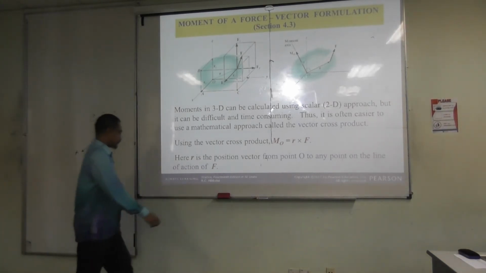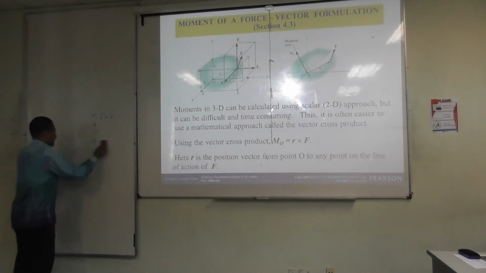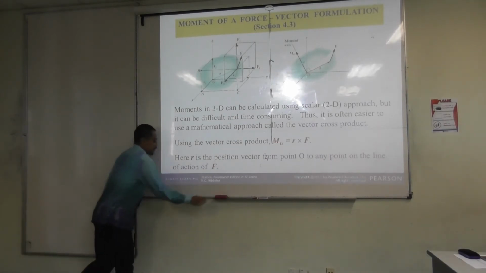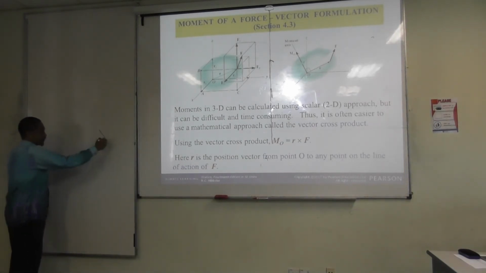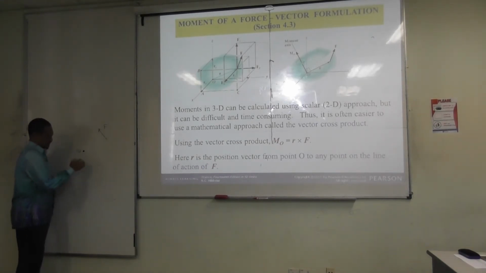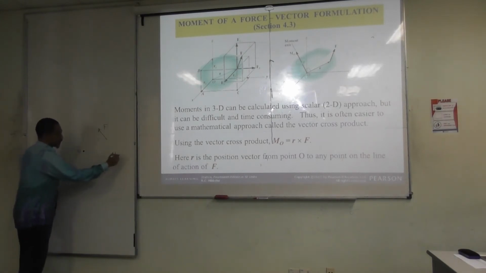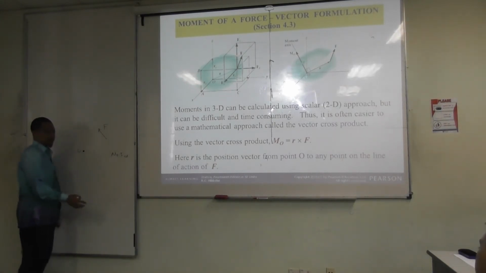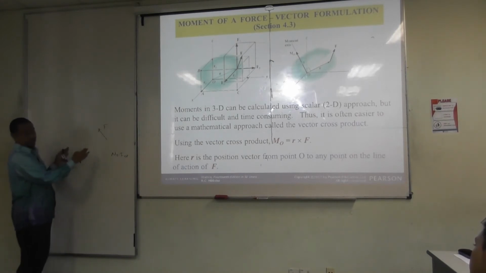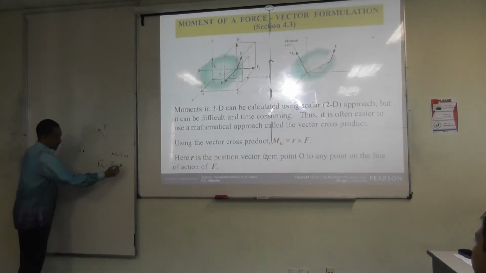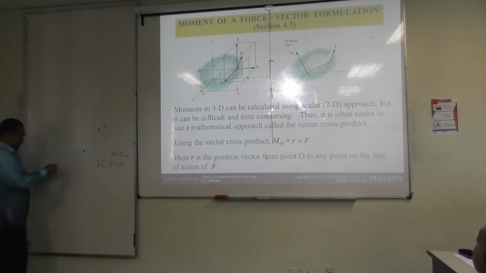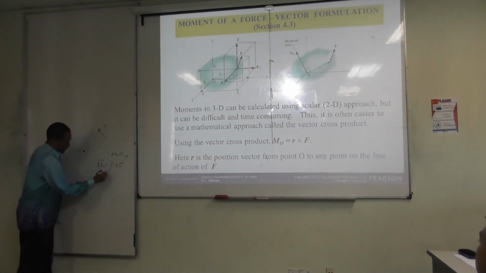So if you have any point, and then if you have a force, by equation, in scalar this is just M_O equals F times d, and then clockwise or counterclockwise you determine visually. But in vector, it is r cross F. It shows there, right? And r is what? r is from the point to the force.